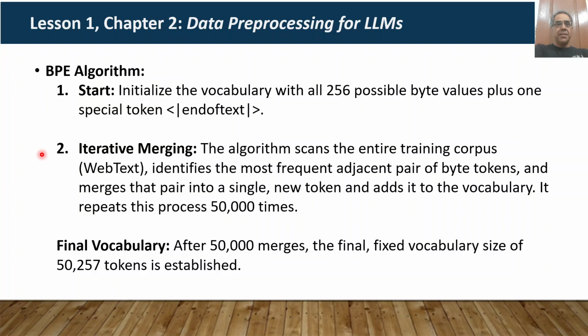In the second step, that's iterative, the algorithm finds the most frequent adjacent pair of byte tokens by scanning the entire training corpus and merges that pair into a single new token. This step is repeated 50,000 times.